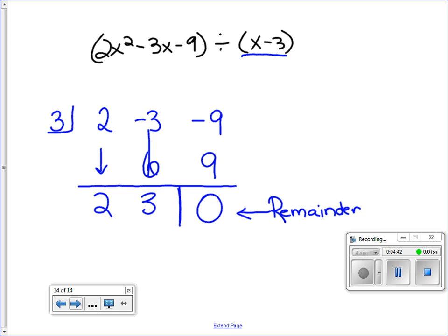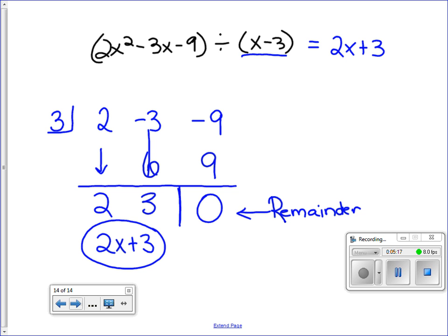This is called a depressed polynomial because it lost an x. I'm not kidding you, it lost an x. It was an x squared, now it's just x. That's your answer, 2x plus 3. That's a depressed polynomial, reduced by 1 degree. So that's your answer right there: 2x squared minus 3x minus 9 divided by x minus 3 is 2x plus 3.